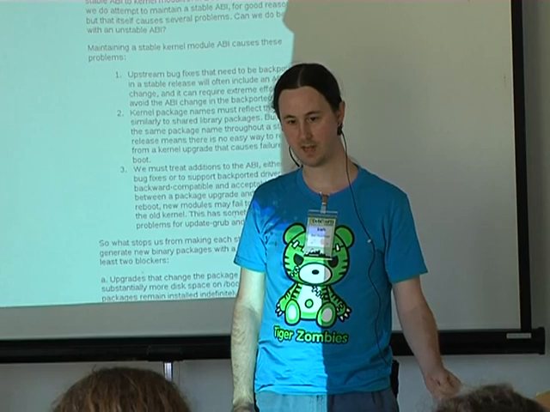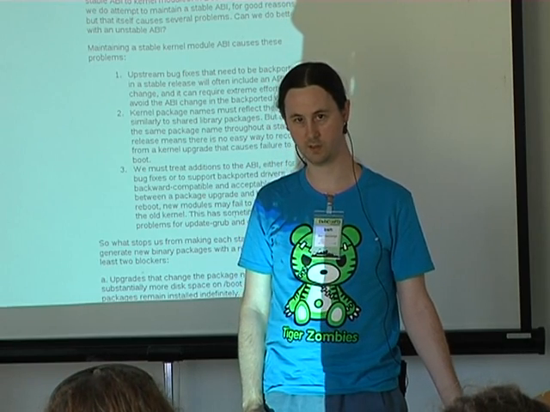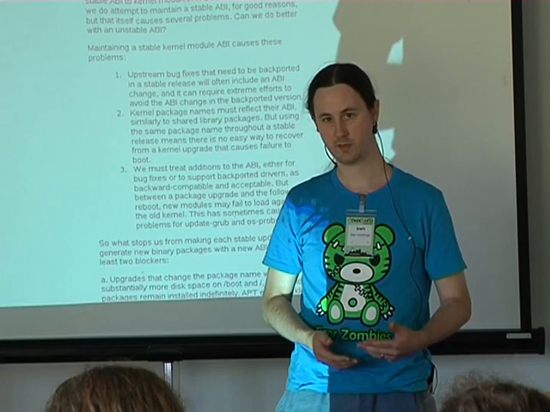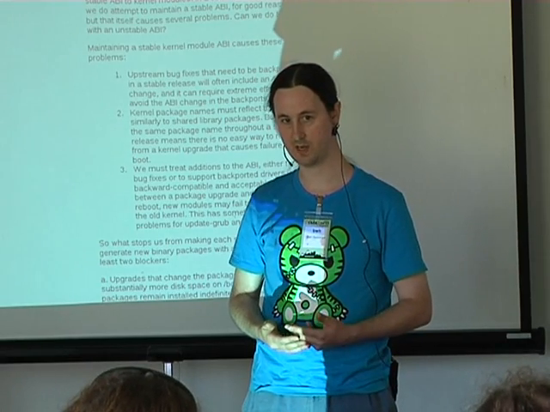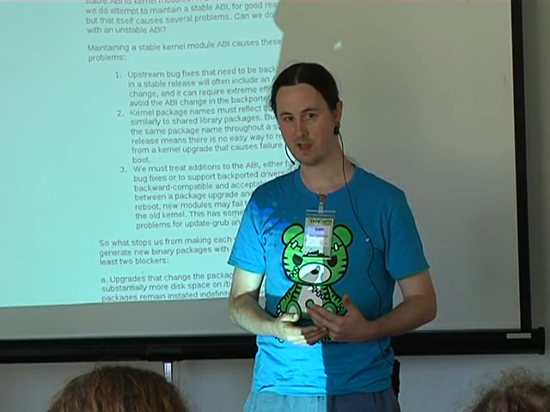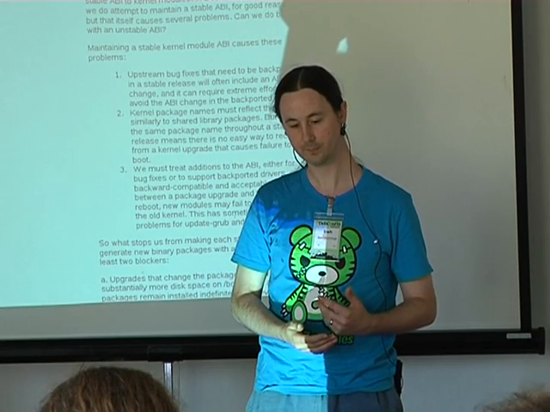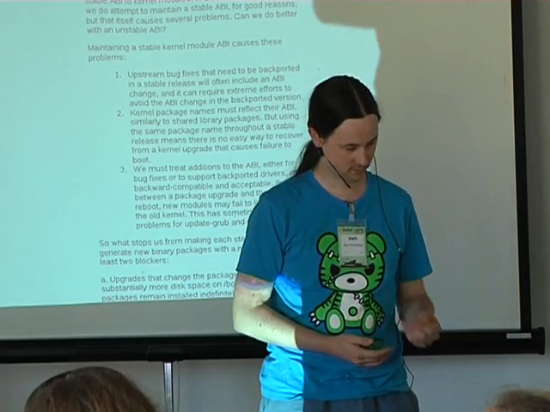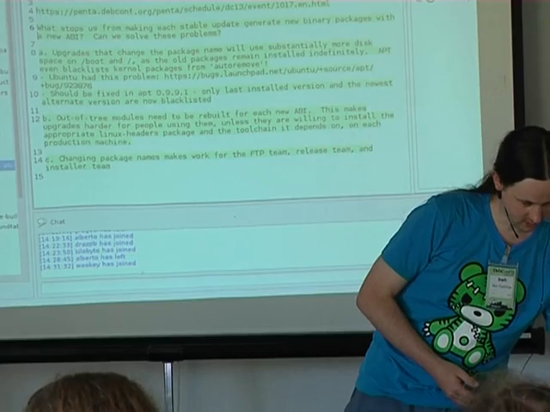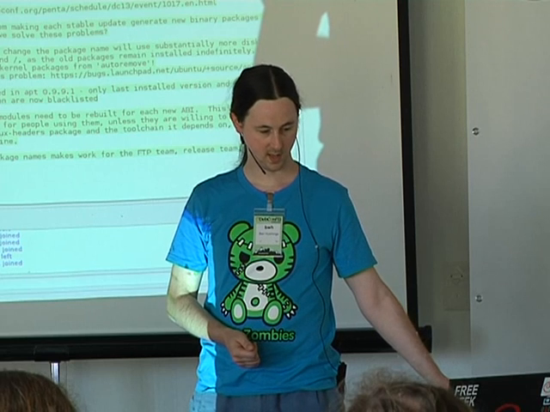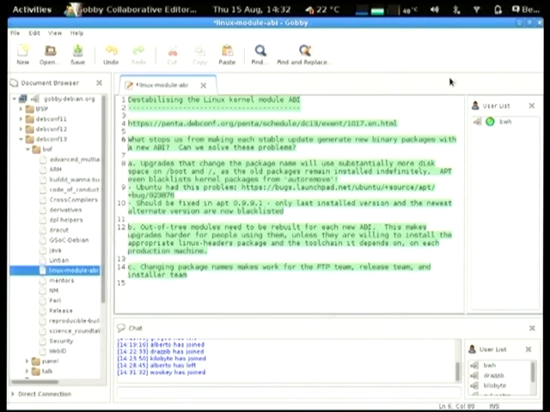Could we just keep changing the ABI? The package names for Linux kernel builds all incorporate an identifier for the ABI, similarly to shared library packages. That's because if you build an extra modules package using module assistant, for example, that will have a dependency on a specific ABI, and therefore we need to have a package name that identifies that ABI. So if we start changing the package names during a stable release, there are some problems that could cause. The purpose of this meeting then is to try to figure out whether we can solve those problems.